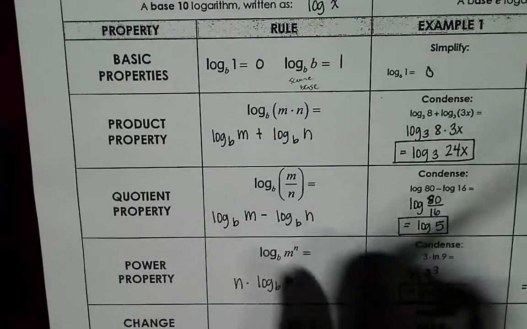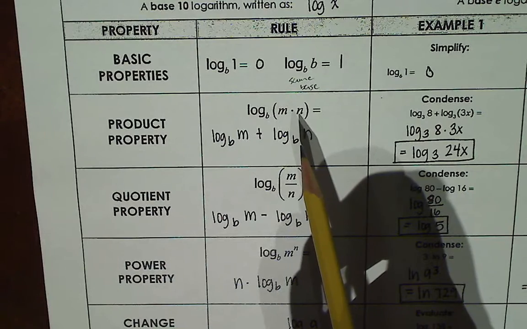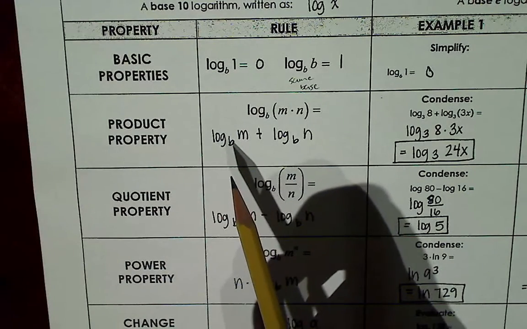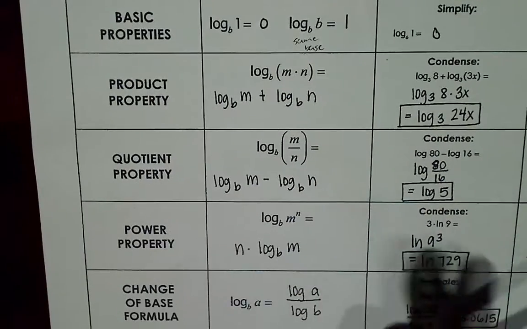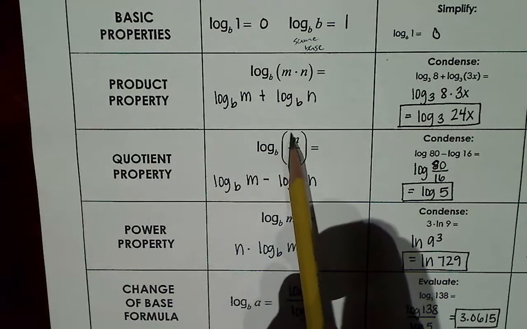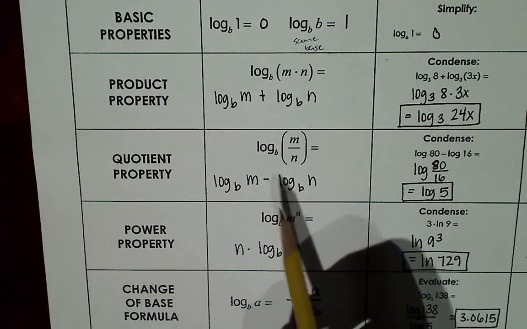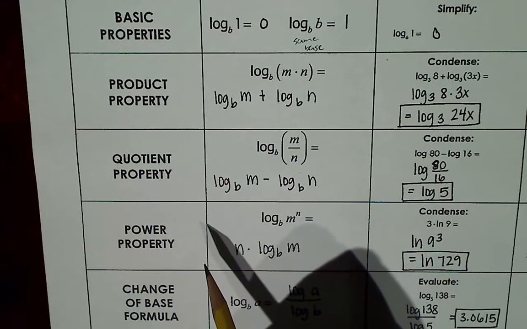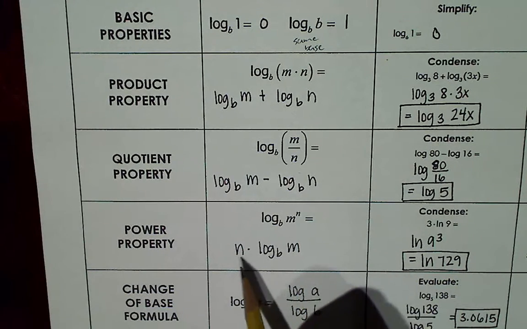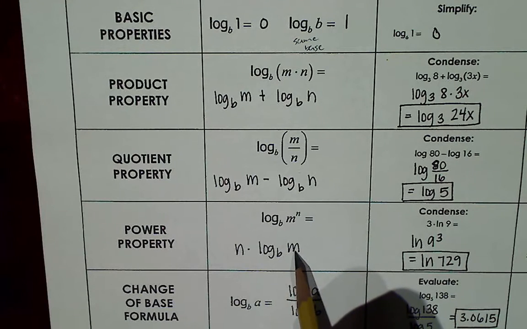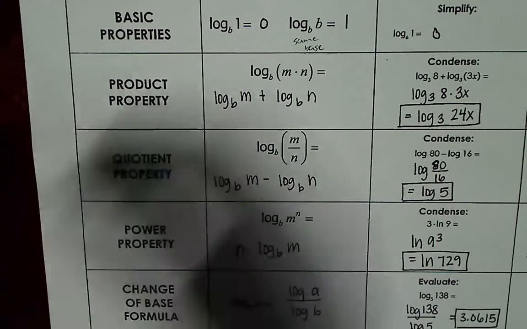You have something called the product property. The product property basically means that if you have the log base b of m times n, you can rewrite it as log base b of m plus log base b of n. Quotient property: if you have division, log base b of m divided by n, that's the same as log base b of m minus log base b of n. Power property: log base b of m to the n power rewrites as n times log base b of m. It's a tongue twister for me.